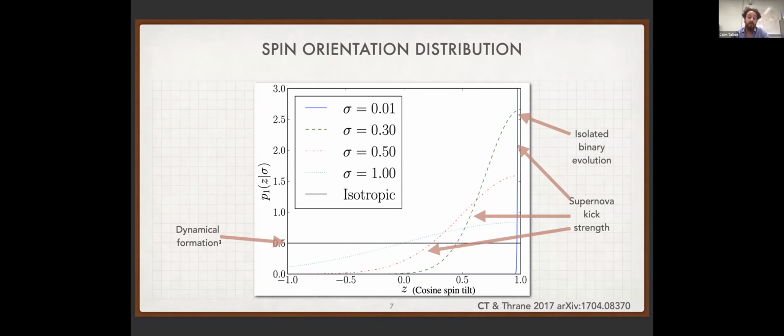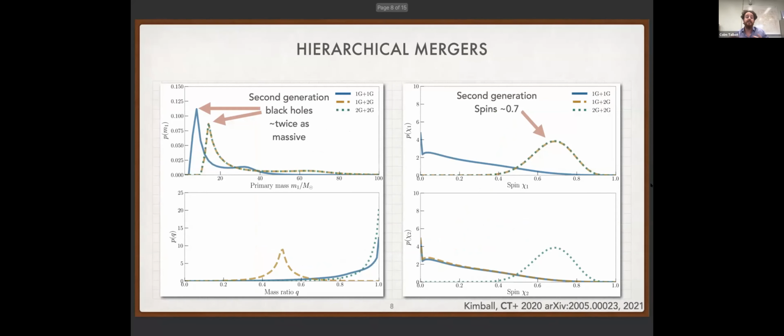So here we have a two-parameter model, which says what fraction of the binaries form dynamically, and of those that formed through isolated binary evolution, what was the typical kick strength? Or rather we have proxies for those two things, which are this sigma, and there's another parameter determining the fraction in each path. And the last thing is another test of formation pathways, which is looking for hierarchical mergers.